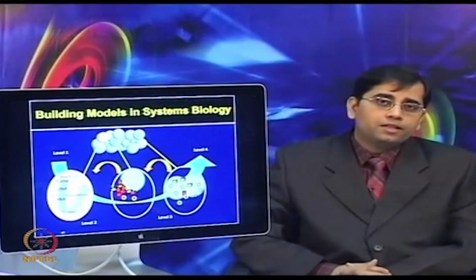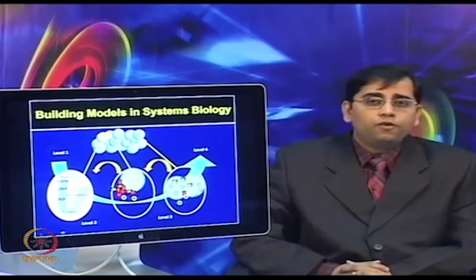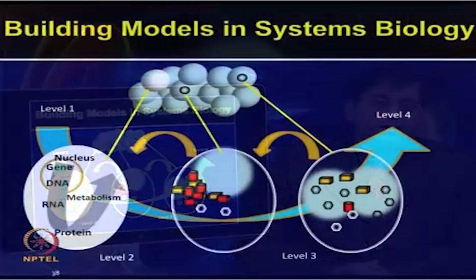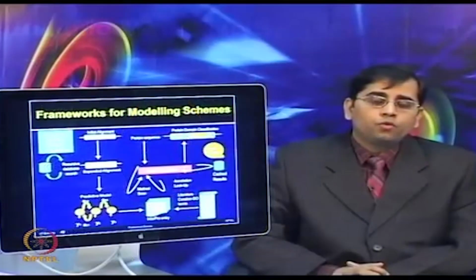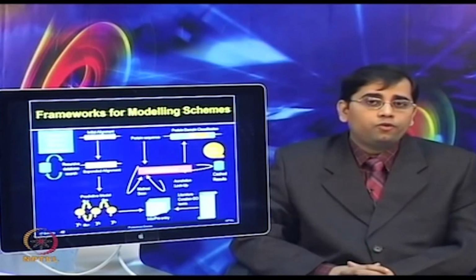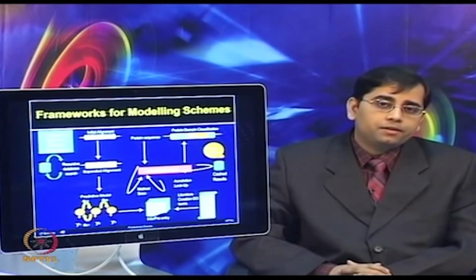To build the models in systems biology, information is generated at different levels. Level 1 such as DNA and gene expression, level 2 the intracellular networks, level 3 cell and transmembrane signals, and level 4 integrated organ level information. What are the frameworks required for the modeling schemes?